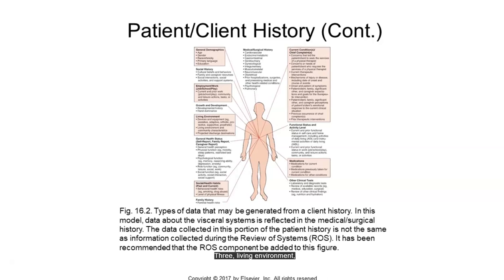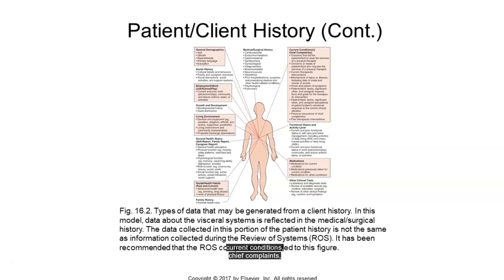3, living environment, including any equipment used at home, living environment, or any anticipated changes in environment. 4, general health status, including both physical and mental health, social support, psychological functions such as memory, reasoning, depression, and anxiety. 5, social health habits, including smoking, drug abuse, and level of fitness. 6, family history as related to the patient. 7, medical surgical history, including diagnoses, surgeries, or other interventions.